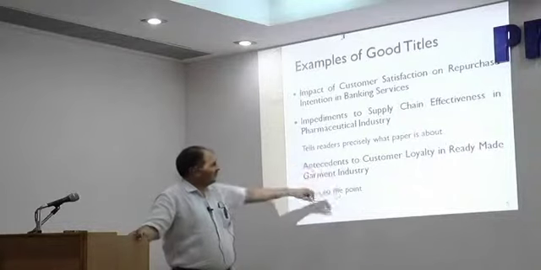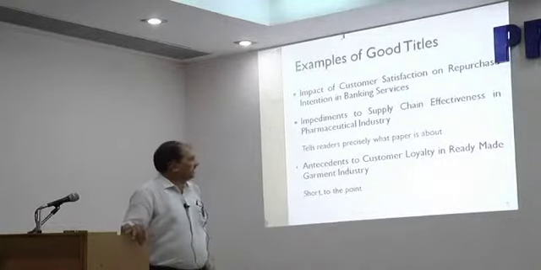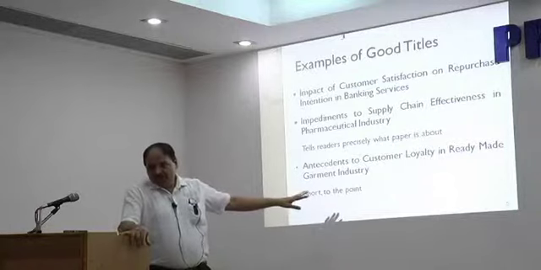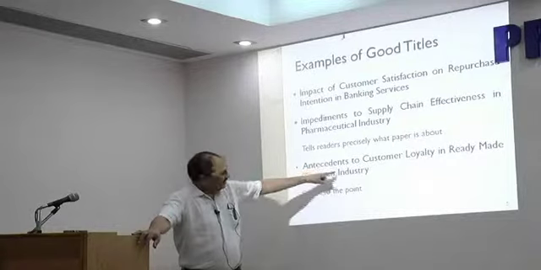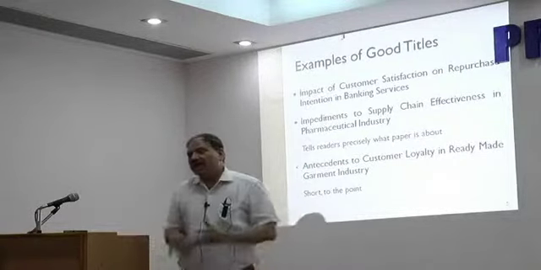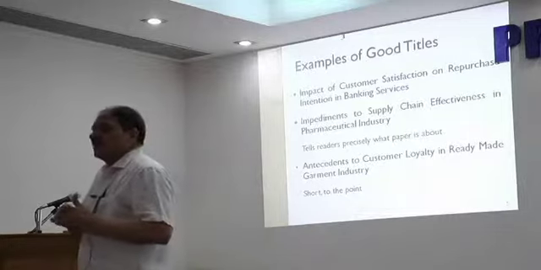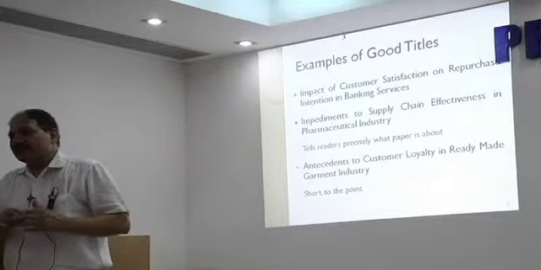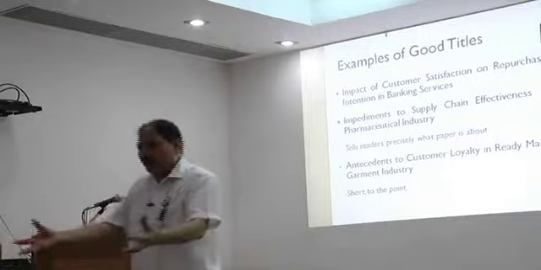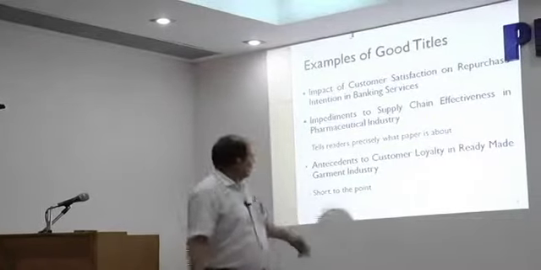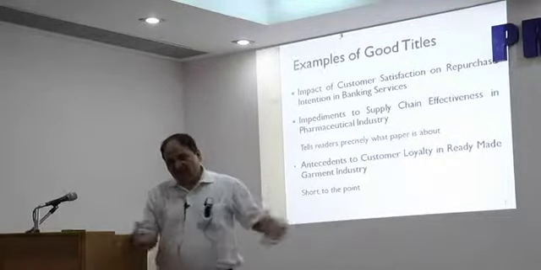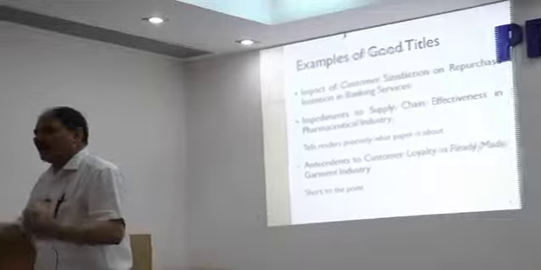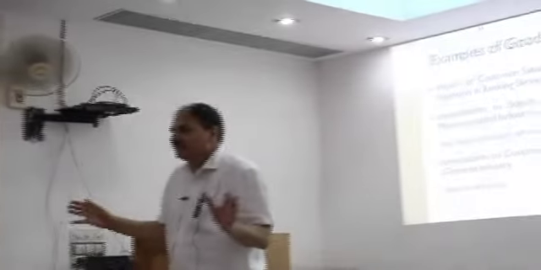Tells the reader precisely what the paper is about. Antecedents to customer loyalty in the ready-made garment industry. Again, this title is precise, because antecedents can be a number of things. Antecedents to customer loyalty: customer satisfaction, quality of products, services provided by the retailer, and so on. You find there are a number of antecedents that affect customer loyalty, and the paper or the thesis is telling precisely in what industry the work has been done: the ready-made garments industry.